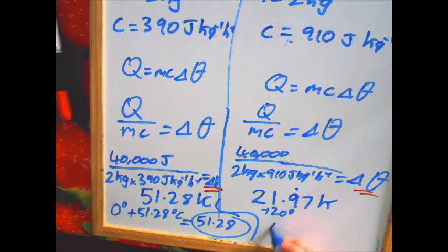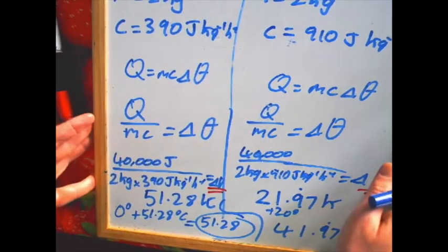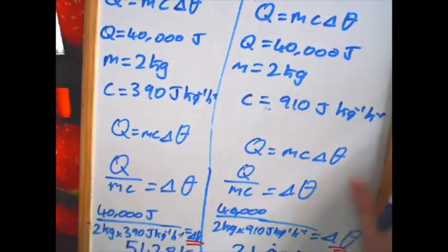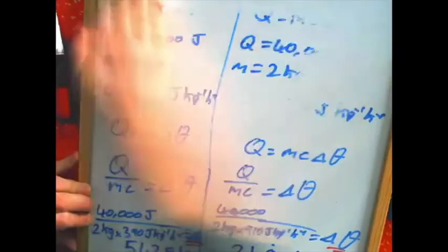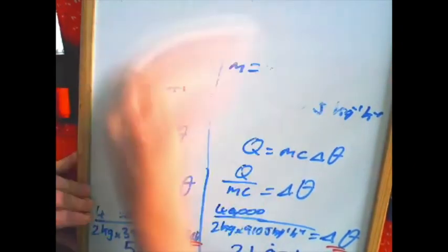Whereas the aluminium, they were trying to be a bit sneaky. It increased by 21.97, but it was already at 20 degrees. So let's add that 20 degrees Celsius on. So its final temperature was 41.97, or 42 degrees Celsius. So here the copper was the hotter of the two.